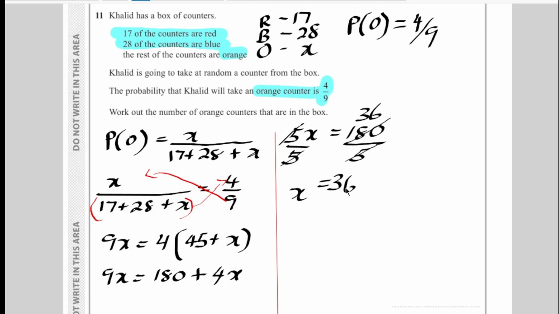So we need to work out the number of orange counters that are in the box. Initially we introduced x as our number of oranges. Then I can write 36 as our answer.